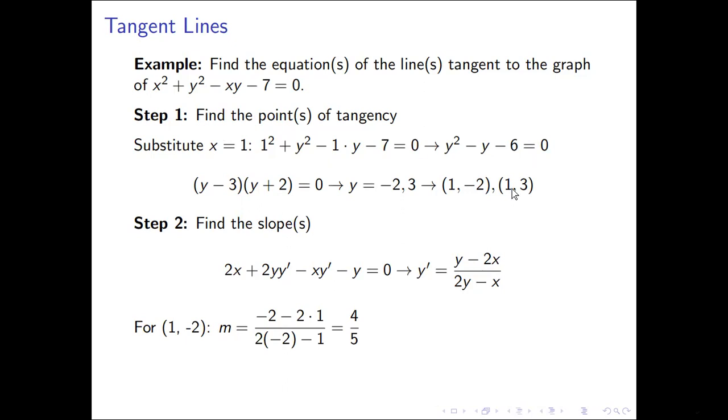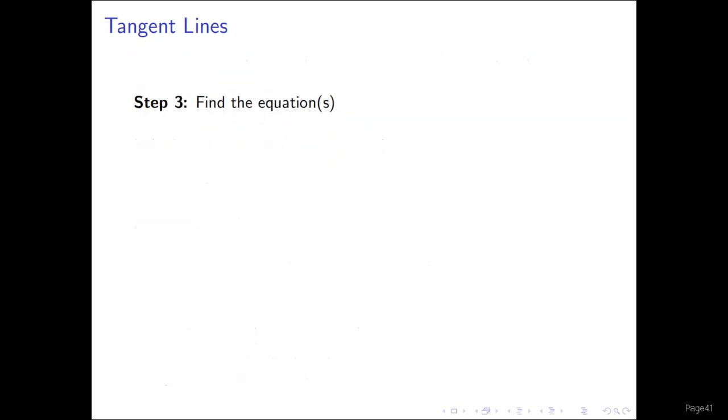So let's do it for (1, 3). We plug in x equals 1, y equals 3. Simplify, we get 1/5 for the slope of the tangent at this point. Now, that means you have everything you need to get the equation of the tangent lines. They are just lines, so you just need a point and a slope. So we use the point-slope form to derive the equations.